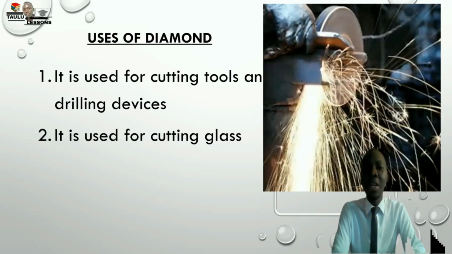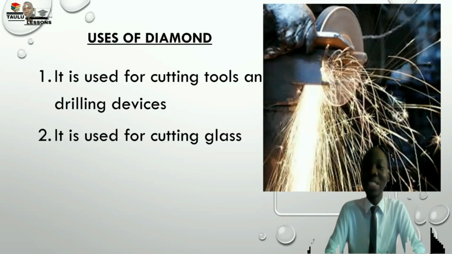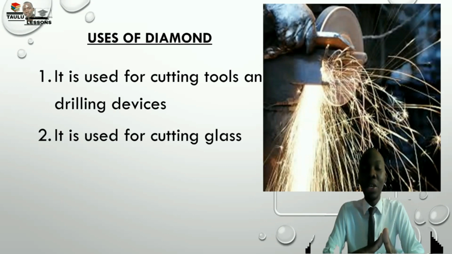What are some of the uses of these diamonds we are talking about? Number one, diamonds are used for cutting tools. Because diamonds are the hardest substances on planet Earth, they can be used to cut other tools and other devices. Number two, diamonds are used to cut glass. For you to cut glass, you use diamonds, and you can cut glass well using a diamond.